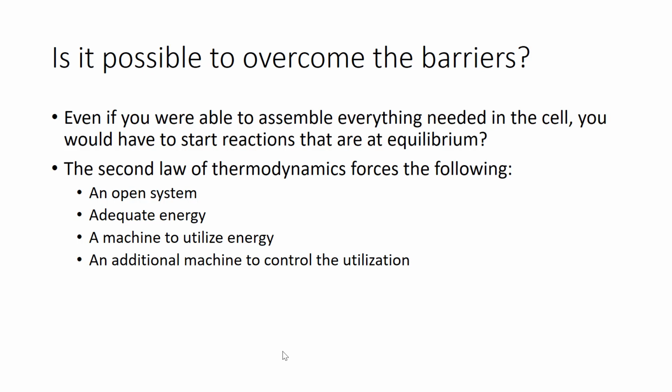On top of a machine to utilize energy, you need an additional machine to control that utilization, to ensure that nothing is wasted and that the energy being utilized is also being stored up for when other reactions may need to happen at another time. So is it possible to overcome these barriers? Likely not. It seems very difficult to overcome these issues.